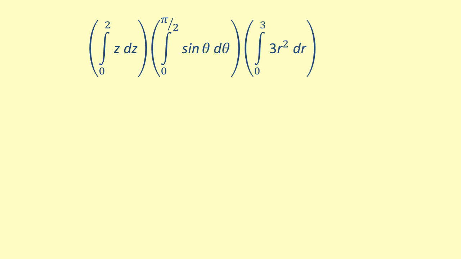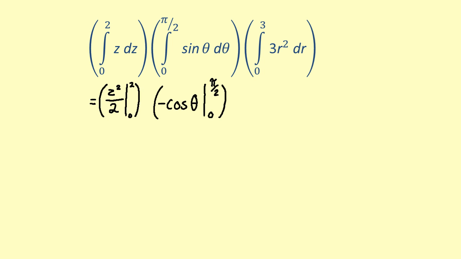Let's go ahead and evaluate each integral individually. The integral of z dz is z squared over 2, and we want to evaluate this from 0 to 2. If we look at our second integral, the integral of sine theta d theta is negative cosine theta. We want to evaluate this portion from 0 to pi over 2. Looking at the third integral, we know that the integral of r squared is going to be r cubed over 3. Since we have a coefficient of 3, the denominator will cancel out and we are just left with r cubed, and we'll evaluate this from 0 to 3.